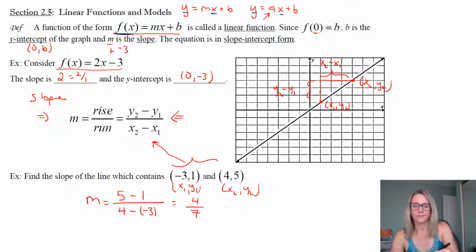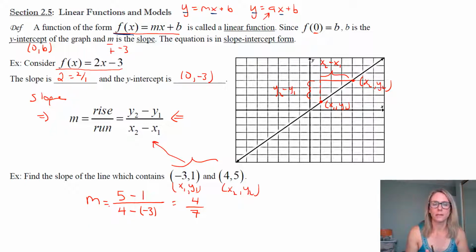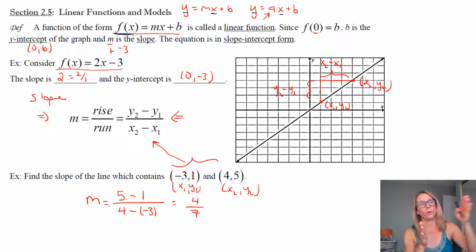You're welcome to take a look at this on a graph, but all it means is that if you are going from one point to another on the line that contains both those points, you're going to go up 4 and over 7, and then your line is going to have a slope that looks like this.